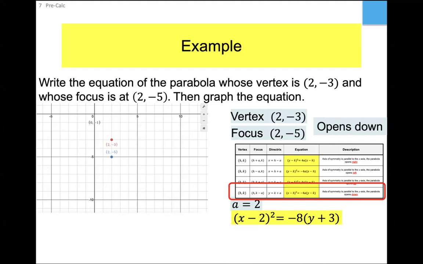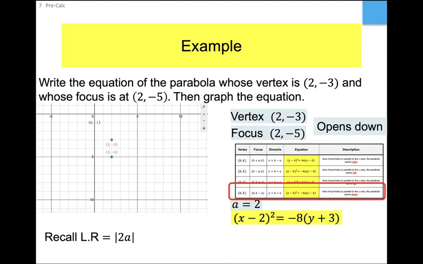Since this opens down, the latus rectum points are going to be to the left and to the right of the focus. So I need to go left 4 and right 4. Left and right affects the X values. So the blue dot is the focus. So I need to go left and right of that 2, the X value.